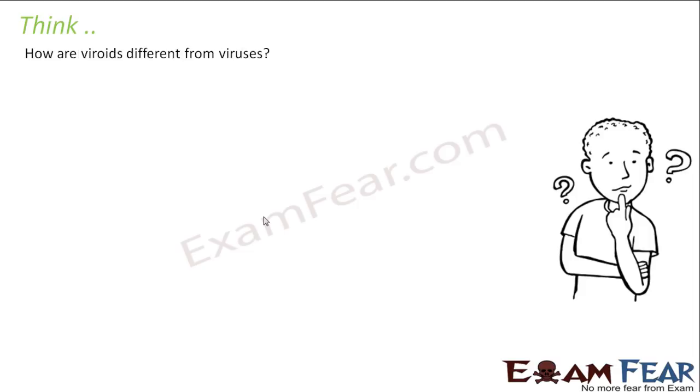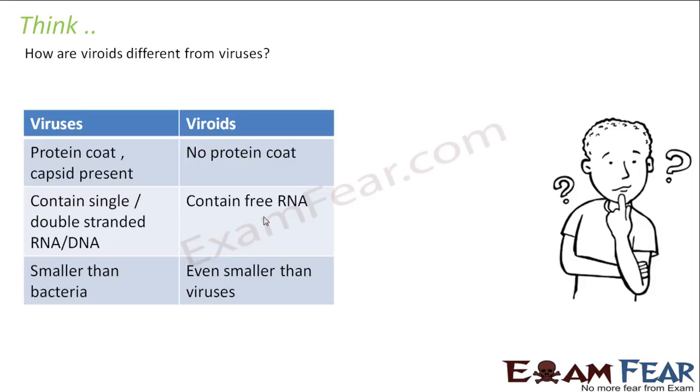How are viroids different than viruses? Now, as I said, viroids are nothing but virus-like organisms. But a few differences which we noted were, in viruses we have a protein coat called capsid which protects the genetic material, but in viroids there is no protein coat. Again, viruses may contain single-stranded RNA or double-stranded RNA or DNA, but viroids contain free RNA. If you talk about the size, viruses are anyway small, they are smaller than bacteria. But viroids are even smaller than viruses. So the size of the viroids is also smaller than that of viruses.